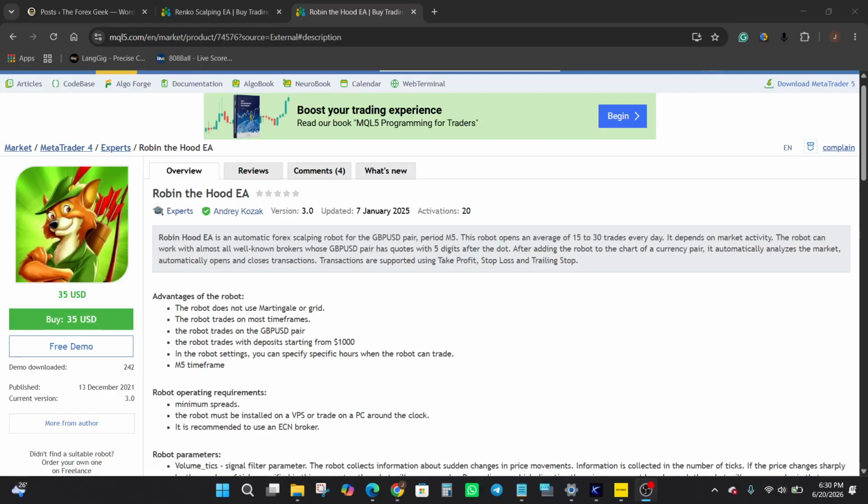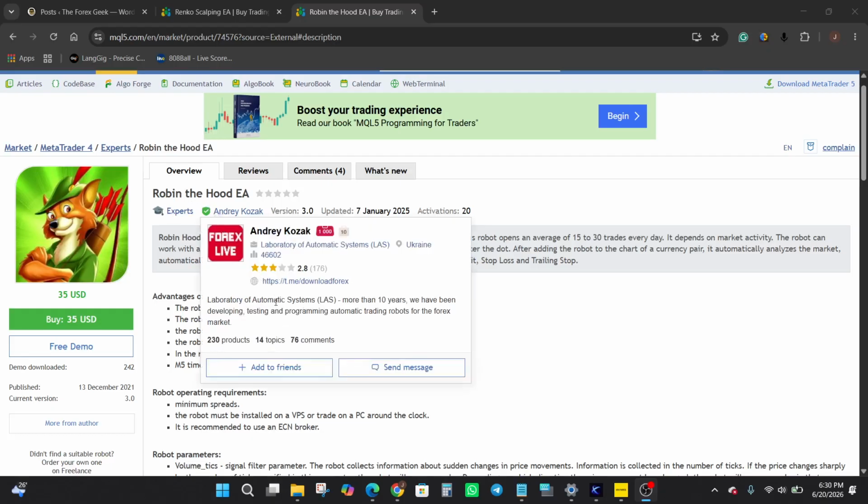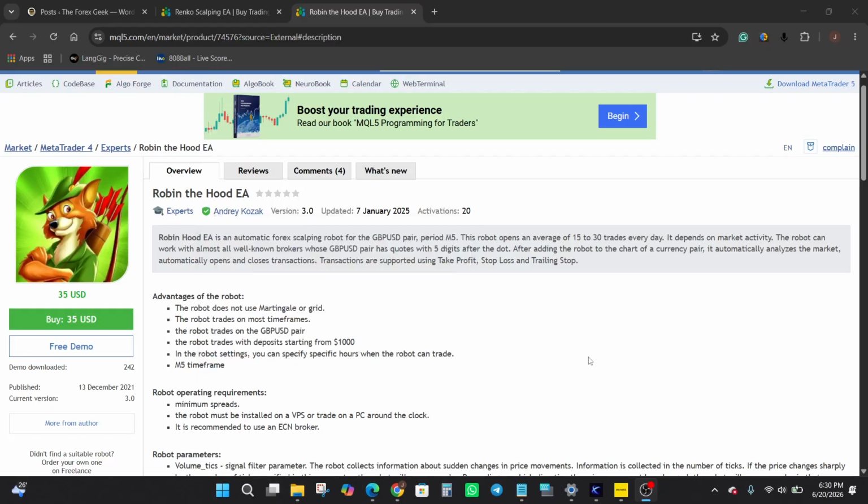In this video, I am reviewing Robin the Hood EA for MT4, and I'll be walking through the MQL5 Marketplace page, looking at the features and settings provided by the developer, and then discussing the historical backtest results and overall observations from the available information.